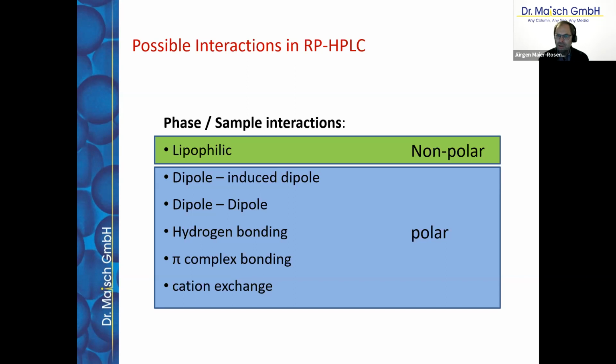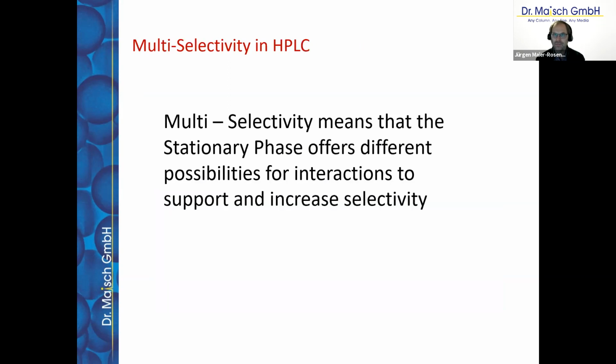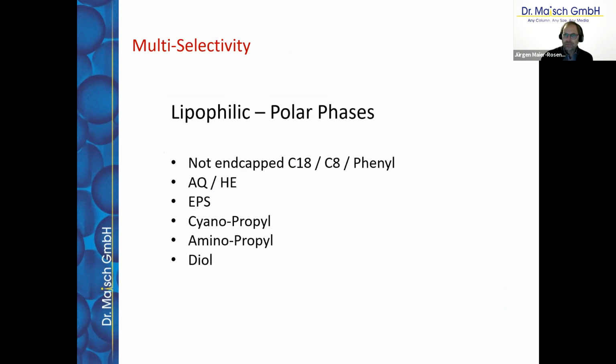Some stationary phases support all of these, and some support only a few of those interactions. Let's go through the different stationary phases to look at which interactions they can support and which not. When we speak about multi-selectivity, that means the stationary phase offers different possibilities for interactions, and of course to support and increase selectivity.